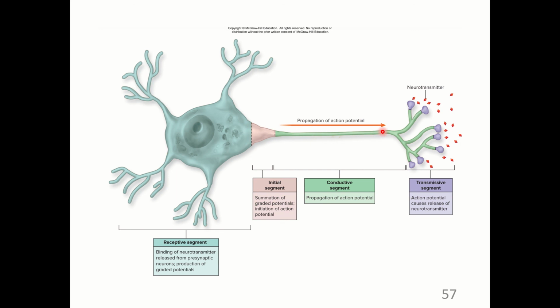The conductive segment is responsible for the propagation of the action potential. And the transmissive segment contains the neurotransmitters, and the action potential causes the release of the neurotransmitter from the axon terminals.